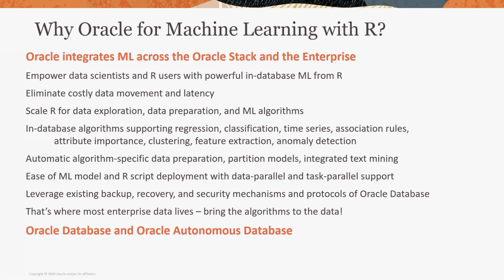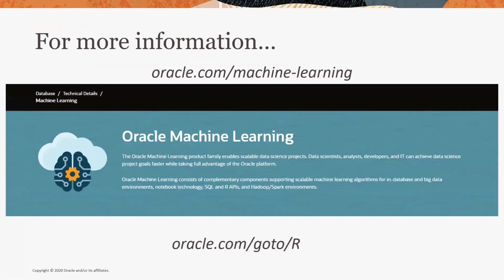The integration of Oracle Database with the R open source environment makes it easy for users to deploy machine learning models and custom R scripts from SQL, simplifying data science projects and improving overall success. Since Oracle is where most enterprise data lives, bringing the algorithms to the data has major advantages. And of course, Oracle Database and Oracle Autonomous Database themselves also offer a long list of advantages for data management, security, performance, and scalability.